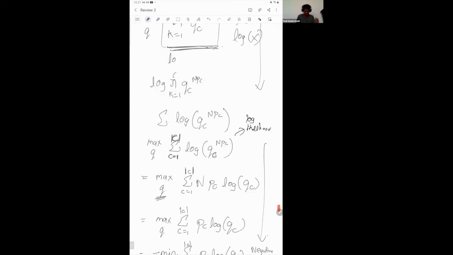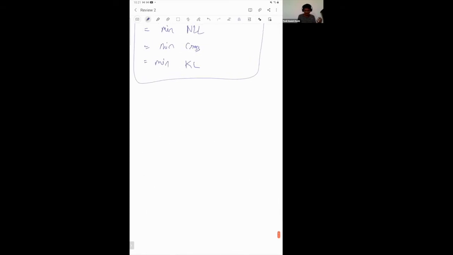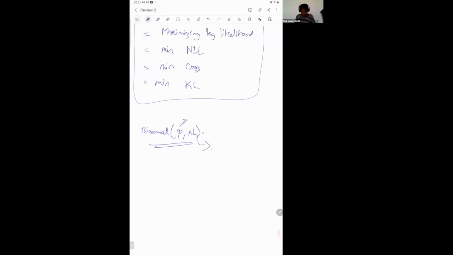So let's say for a binomial distribution, anyone, tell me what are the parameters of a binomial distribution. It would be the probability of success and the number of trials. Yeah, perfect. P and N. P is the probability of success and N is the number of trials.